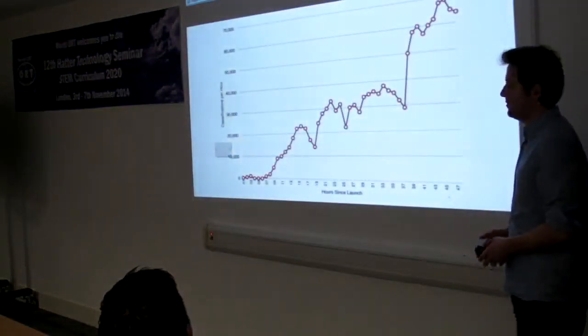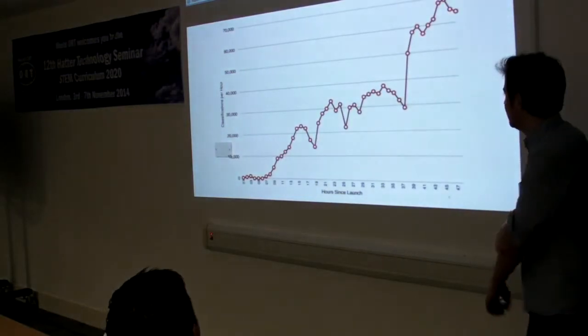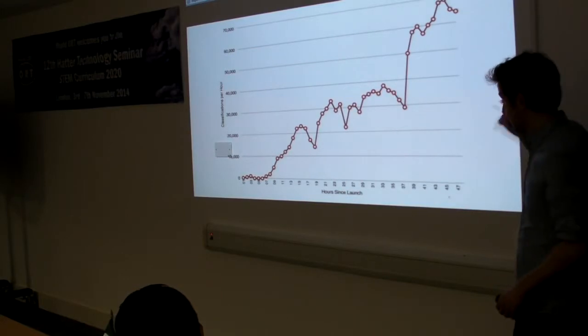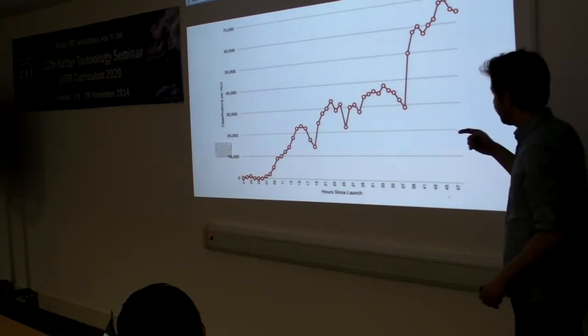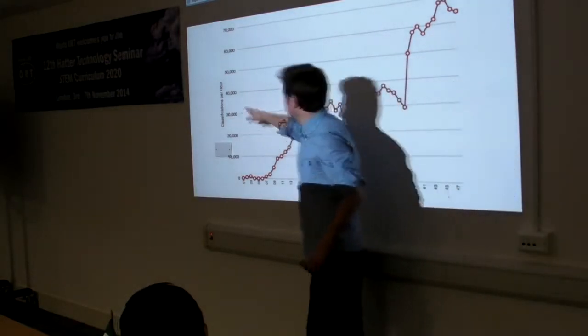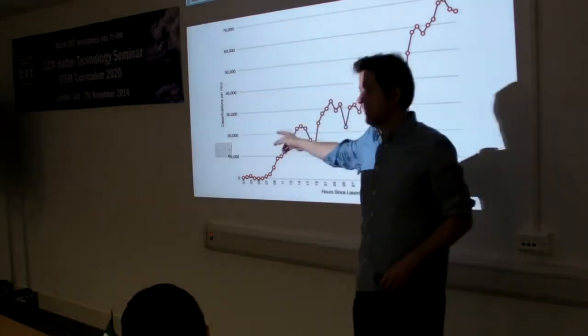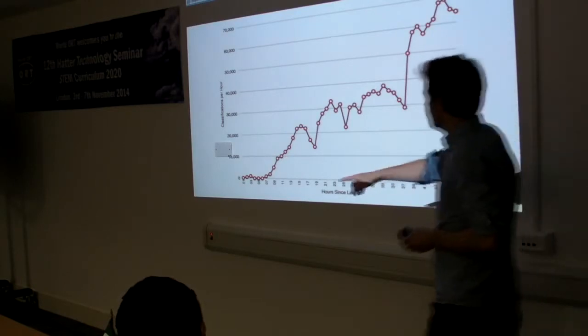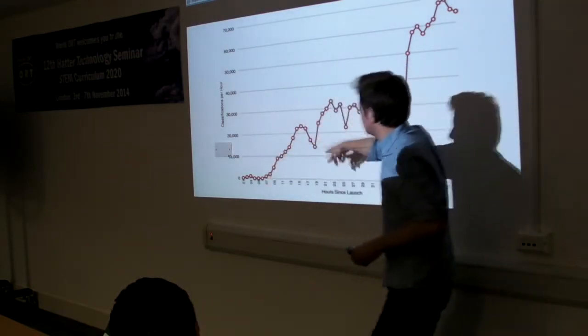Here's a graph showing that it works numbers-wise. This was actually the first 2 days of Galaxy Zoo launching, the first 48 hours. And this is how many classifications we're getting done. How many clicks saying this galaxy is this type of galaxy. And you can see it started slowly, but then we got some press.